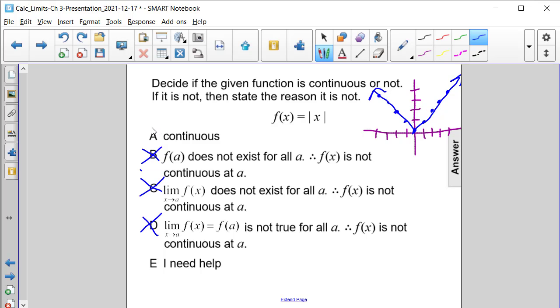Therefore, absolute value of x is a continuous function, or answer choice A.